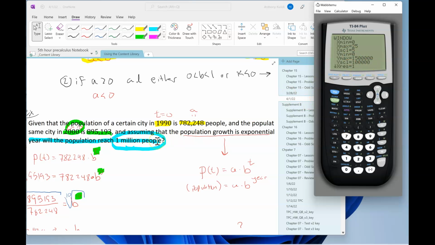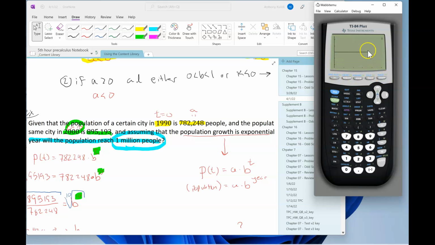Now the y-coordinates are representing the population. What's the smallest population we're concerned with? Well, like that 782,000, right? So I'm going to pick something slightly less than that that's a round number. So I'll do like 750. The biggest value we're concerned with is 1 million. So I'll pick something maybe a little bit bigger than that. How about like 1 1/4? And then going up by 100,000 seems appropriate there. So let's hit the graph.